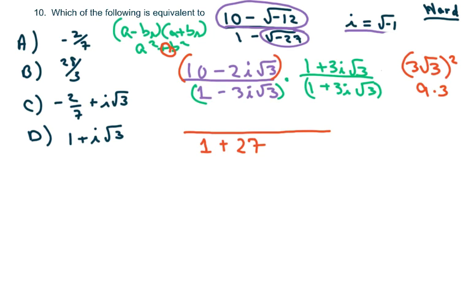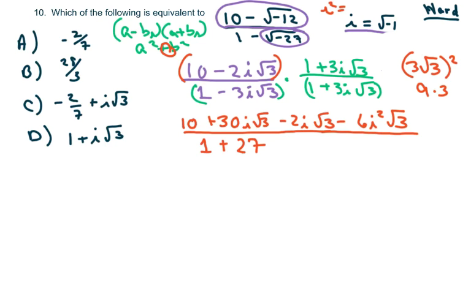We're going to get 10 plus 30i square root of 3 minus 2i square root of 3 minus 6i squared square root of 3. Now I know i squared equals negative 1, so I'm going to take care of that right now. This is i squared, I'm going to take this off. And negative 1 times a negative is positive. I just changed that. So now I can combine like terms.